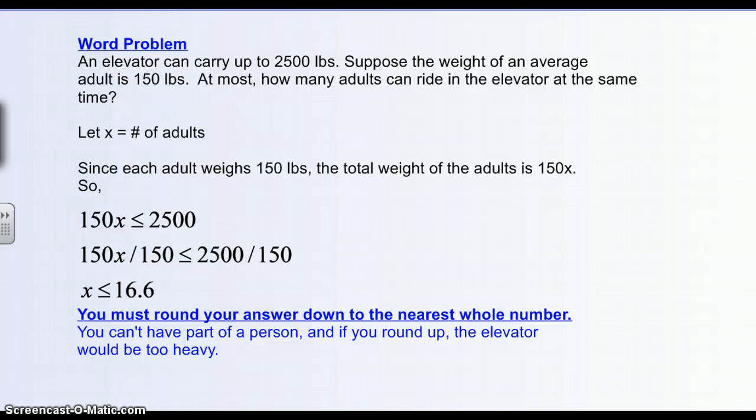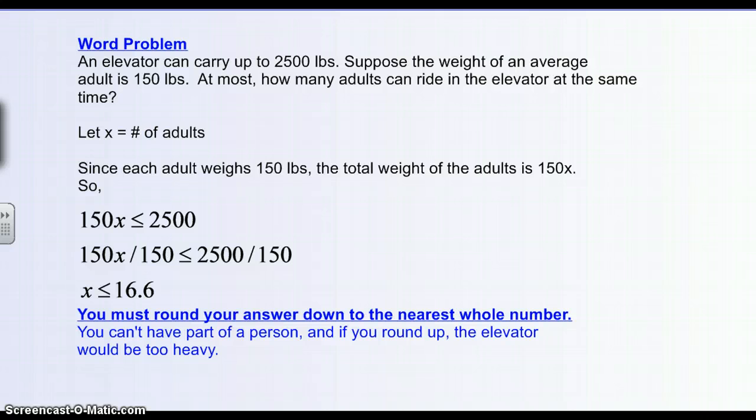So it would be 150 times x. Since the weight of the adults can never go over 2,500 pounds, 150x is less than or equal to 2,500. To solve this, we would divide both sides by 150. And that's what I've done here. Now, since 150 is positive, we're not changing the sign. It will stay exactly the same. And when I solve this, I get x is less than or equal to 16.6.